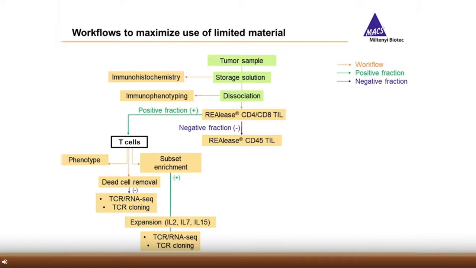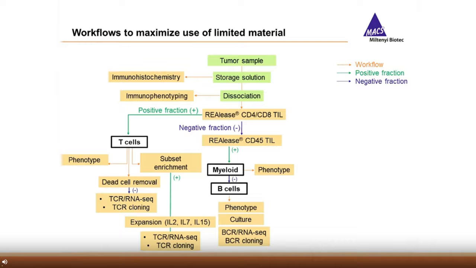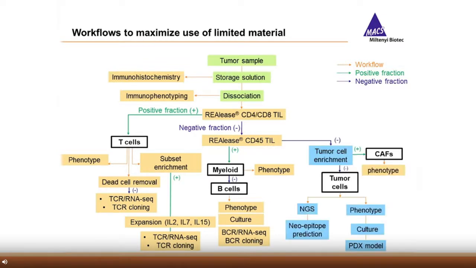The REAlease CD45 TIL MicroBead Kit can be used to isolate the rest of the tumor-infiltrating leukocytes. After magnetic release, these cells can be further used to isolate, for example, myeloid cells or B cells, which can then be used for downstream applications such as phenotype, culture, or sequencing.